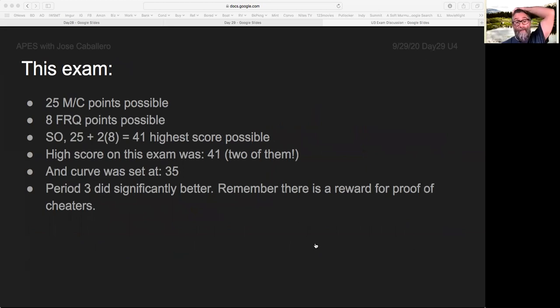On this exam, there were 25 multiple choice questions and 8 free response question points possible. So 25 plus 2 times 8, which is 16, is 41, which is the highest score possible. 2 kids got a perfect score. That's uncommon. The curve was set at 35, and period 3 did a lot better. Remember, there is always a reward if you can prove that someone cheated in any period.